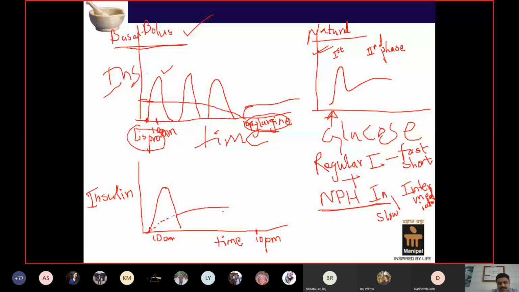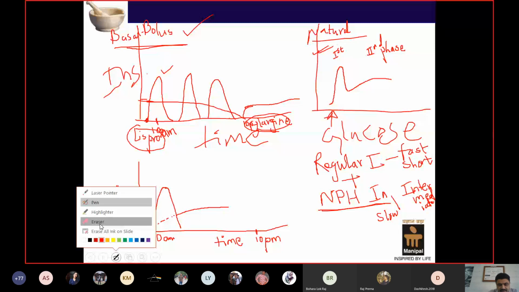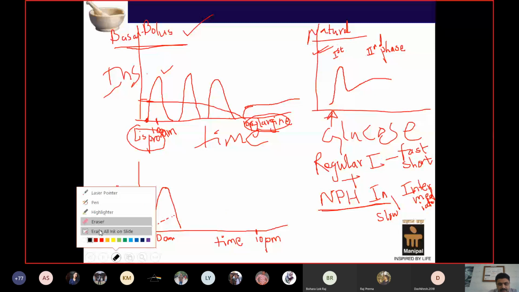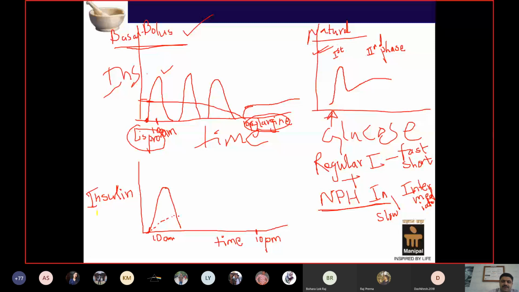Maybe something like this, in this way. So in the morning during breakfast we will take this, and in the evening at dinner time the next mixture is taken. The short acting will act immediately, and then the intermediate acting which we have taken will act slowly but for a long period of time. So this is known as split mixed regimen.